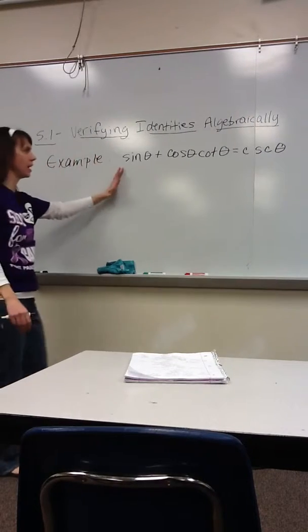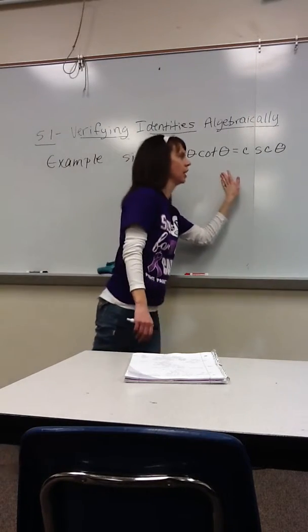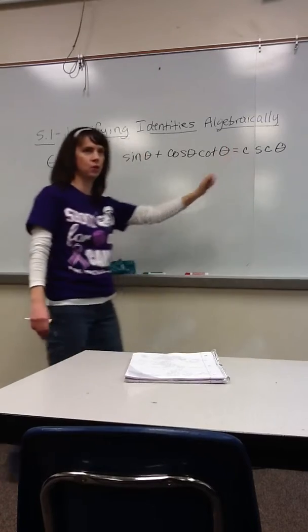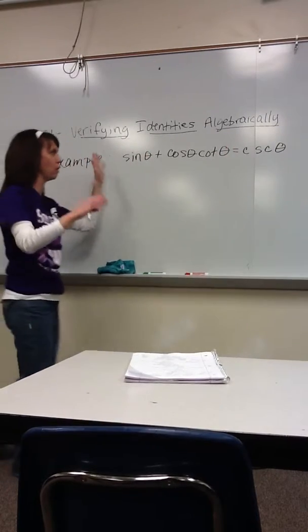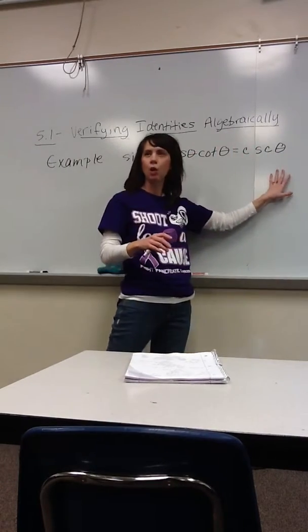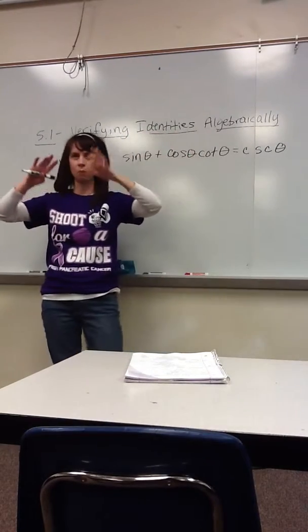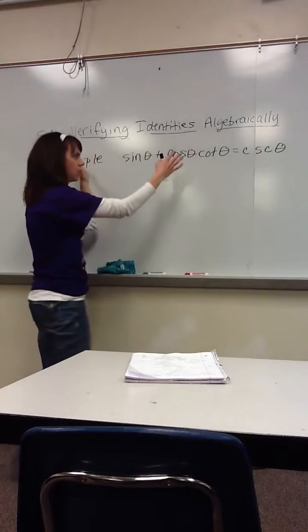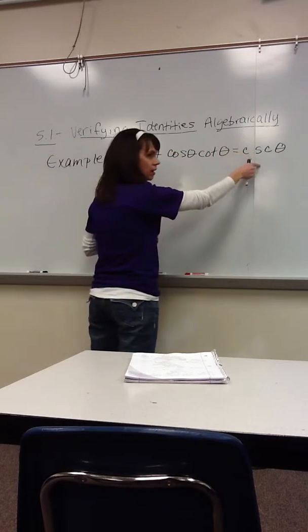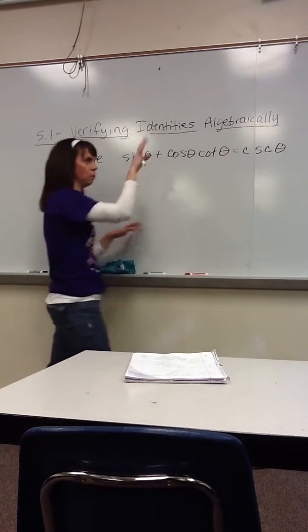Trying to show the sine of theta plus the cosine times the cotangent is equal to the cosecant. So at least we have some direction. We know that we need this side to look like this side. When we've done these in the past, I've always said work with the side that has more stuff on it. So we're going to work with this side and try to make it look like that side. Going from here to here would be much more complex.